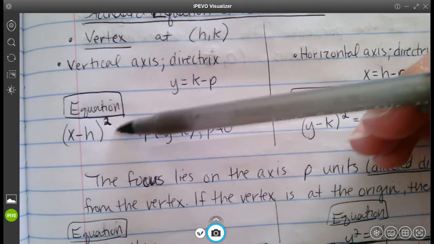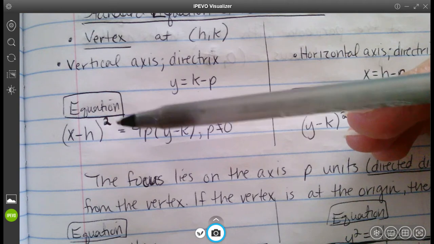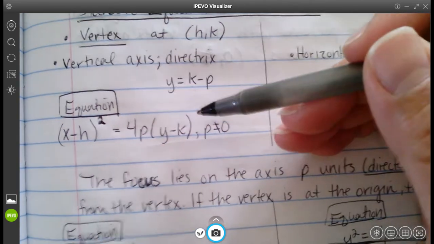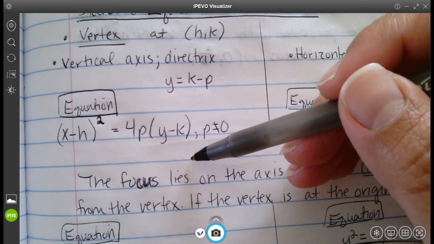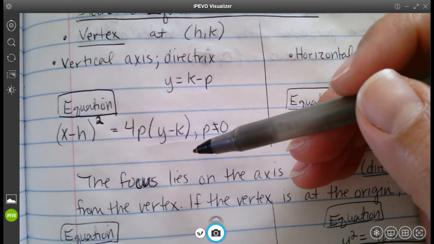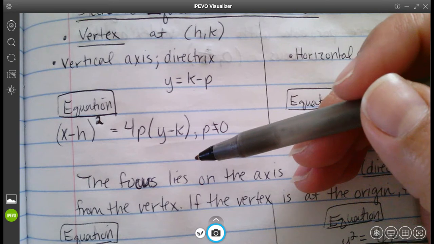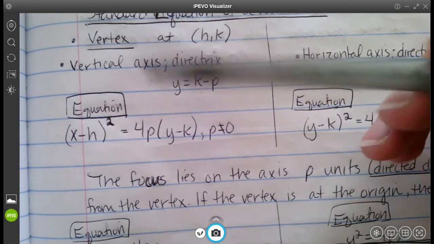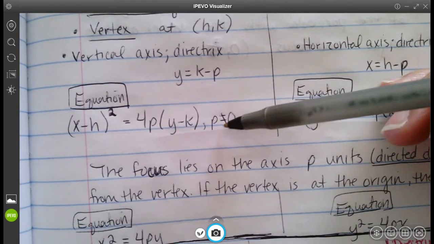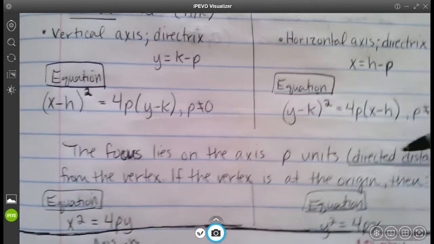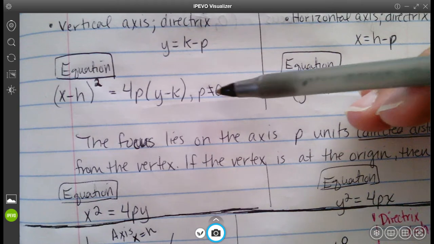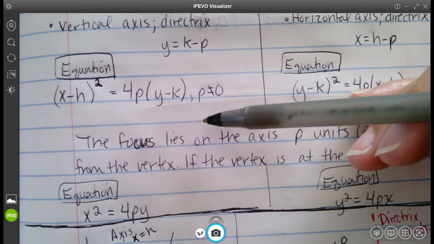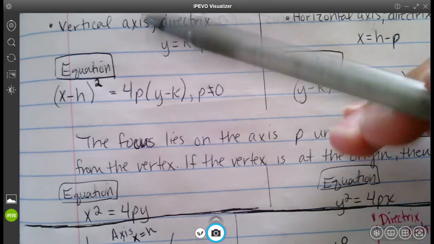You have (x - h) squared, which we've seen before, but then you have this other thing over here, 4p times (y - k). And we do leave it in this form. This is considered the standard form of the equation. So we leave it like this because it's easier to see the vertex from here, okay? Where p is not equal to 0. P represents the directed distance, okay? P represents the distance between the vertex and the focus, and therefore the vertex and the directrix as well.